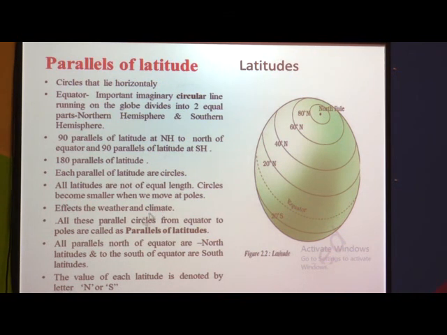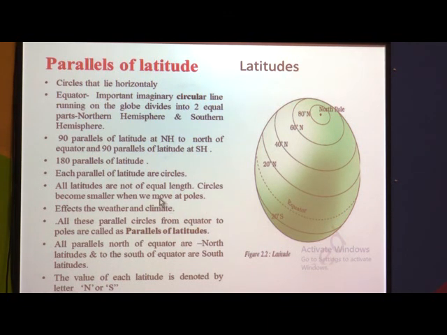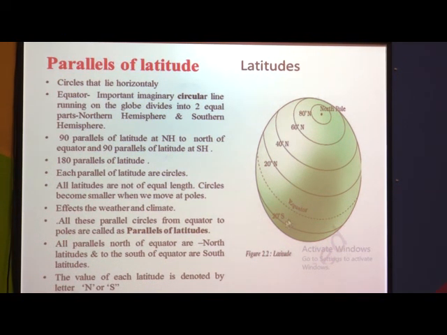Now all these parallel circles from the equator to the poles are called parallels of latitudes. Understood? So from this equator, all these parallel circles up to the poles are called parallels of latitudes. So what are parallels of latitudes? The parallel circles from the equator to the poles are called parallels of latitudes.